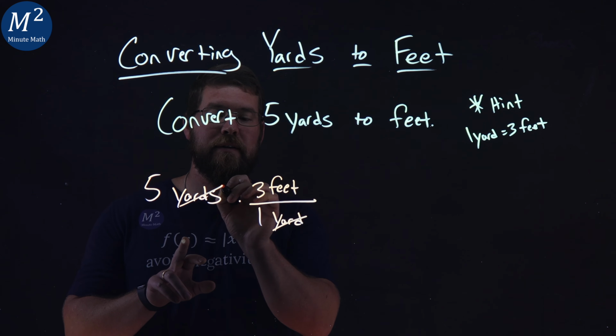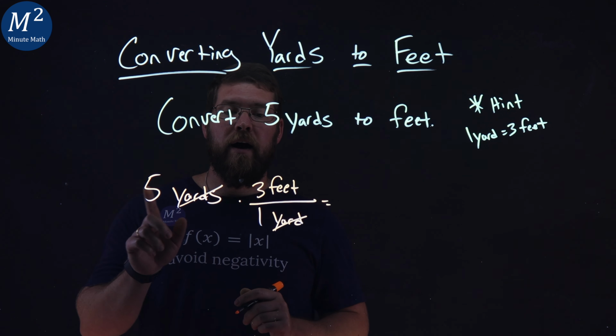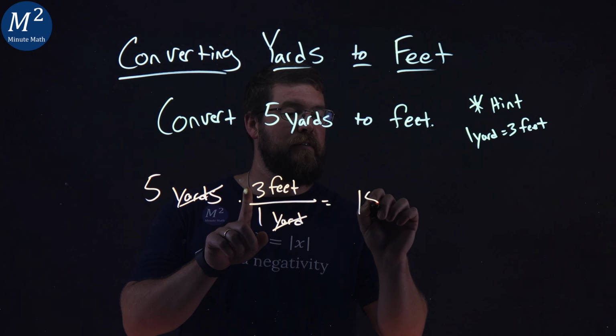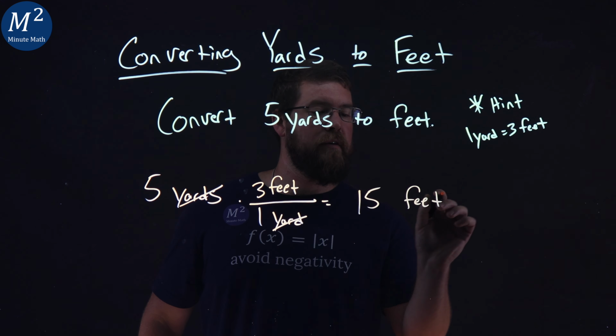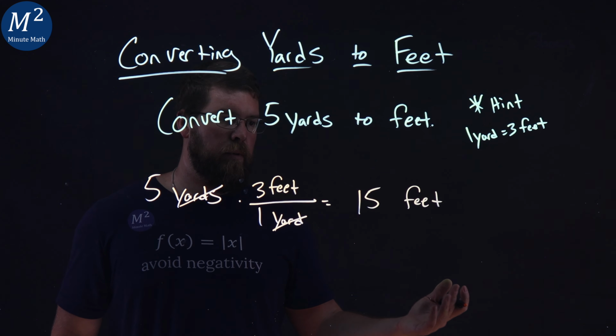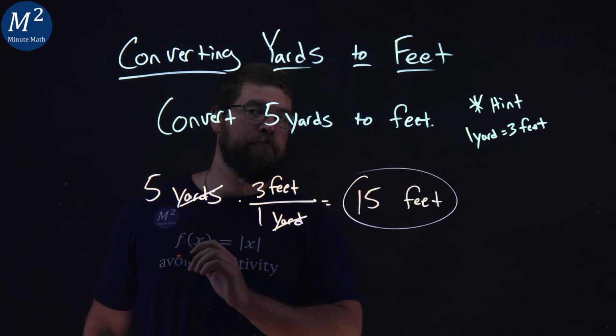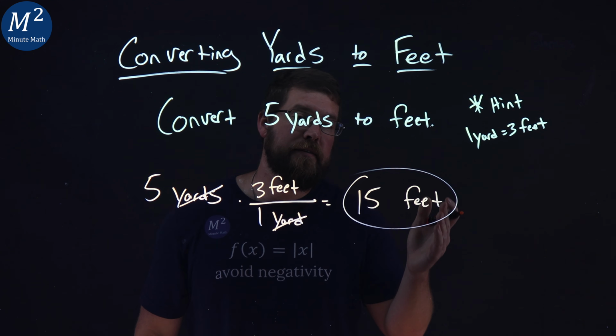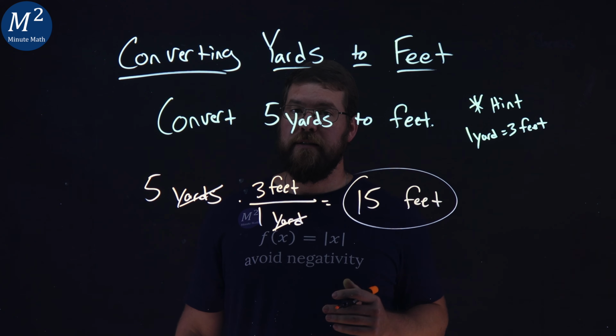Our yards cancel here, and 5 times 3 gives us 15. We have feet, divided by 1, don't need to write that. And there we have it. We've converted 5 yards to feet and got 15 feet.